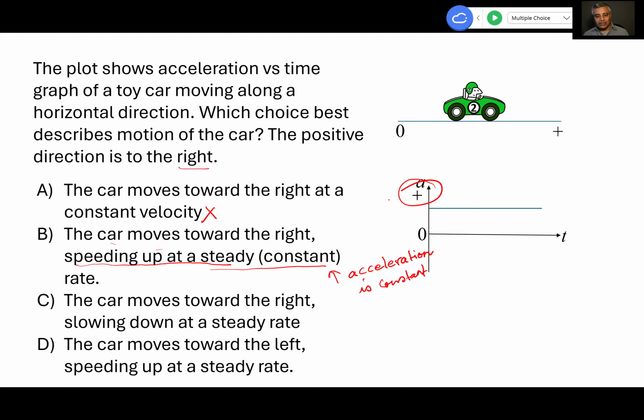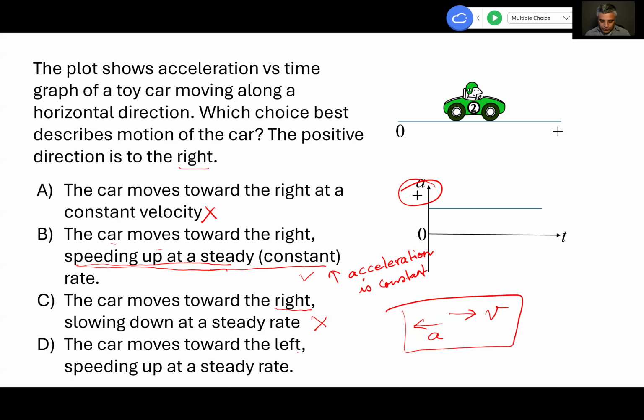If acceleration is positive, then yes, the car can be speeding up in that direction because acceleration is in that direction. So it looks like that's a possible correct answer. Let's see if there is more information. The car moves towards right, slowing down at a steady rate. If the car was moving right and slowing down, then the acceleration would be in the opposite direction, so acceleration would have to be negative. That's why this is not correct.